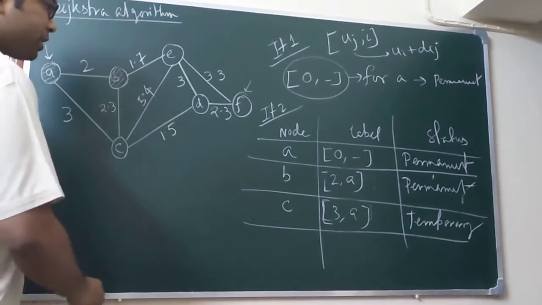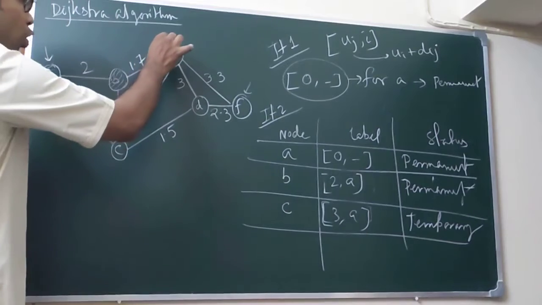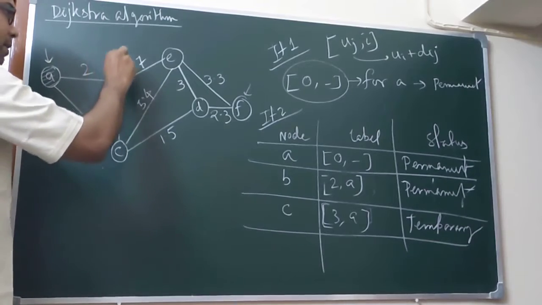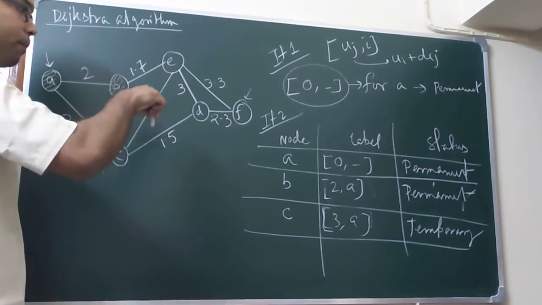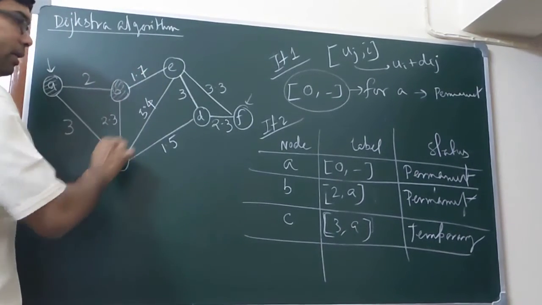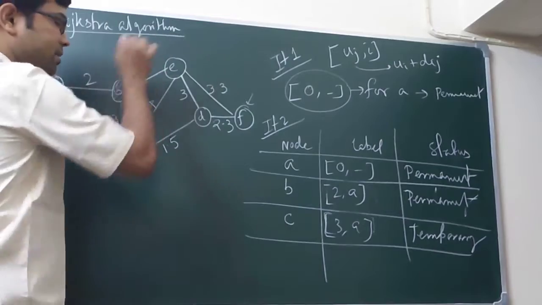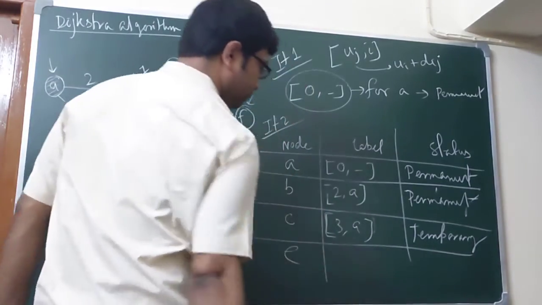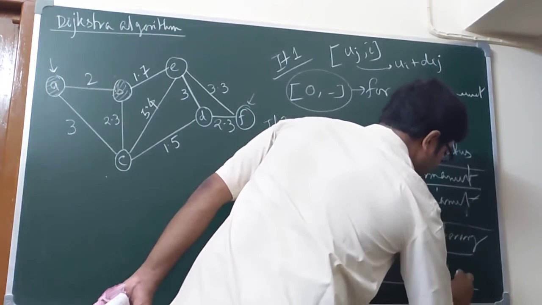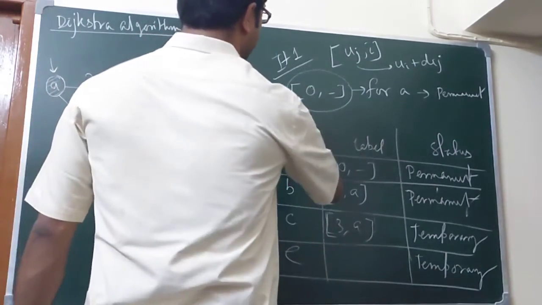Now iteration 3. In iteration 3, nodes E and C can be accessed from node B, that is, they are the successors of B. Your present permanent node is B. So the successors of B are E and C, which can be reached from B. So you take the next node as E and make the status of E temporary. So this is our iteration 3.